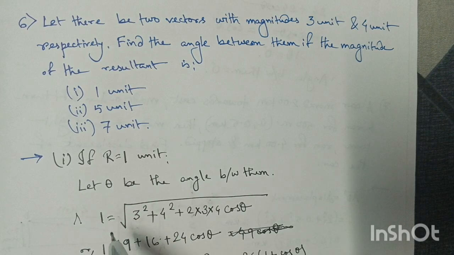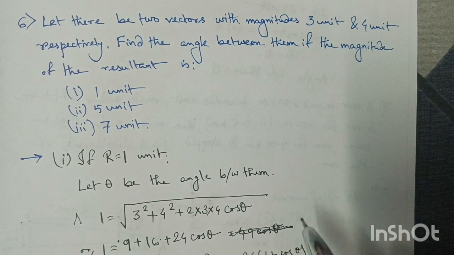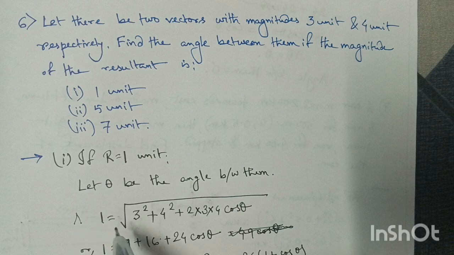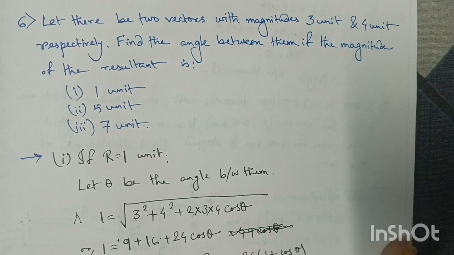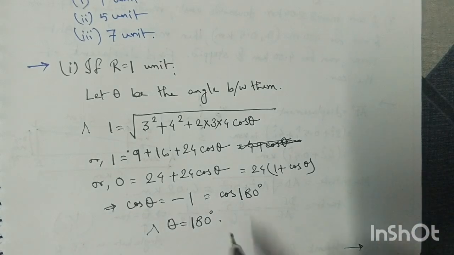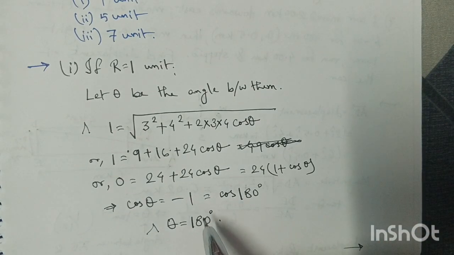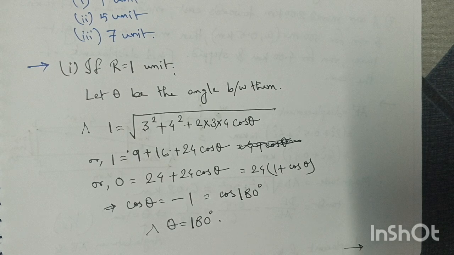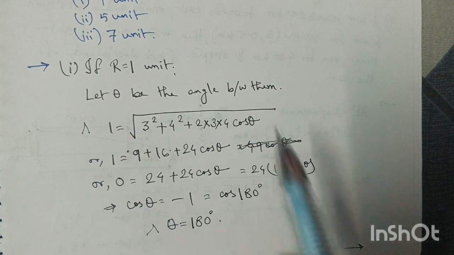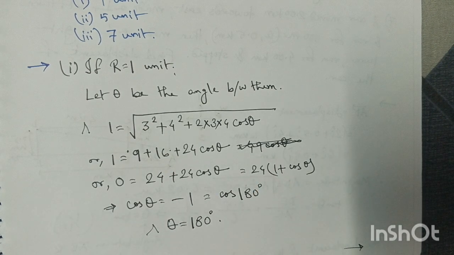Therefore, using the formula R is equal to root over a square plus b square plus 2ab cos theta, we get 1 is equal to root over 3 square plus 4 square plus 2 into 3 into 4 cos theta, and calculating we get cos theta is equal to minus 1, thereby theta is equal to 180 degree. You can take a screenshot of this calculation if necessary.